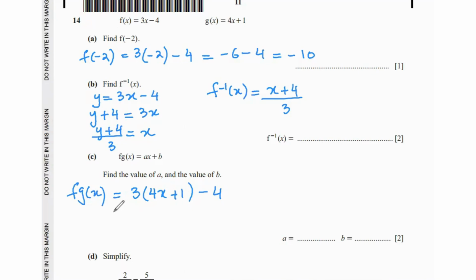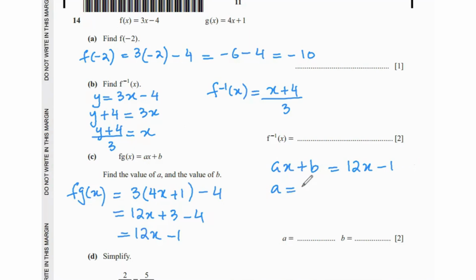Now we expand the bracket. So that's 12x plus 3 minus 4. And that's 12x minus 1. They said f of g(x) equals ax plus b. So ax plus b is the same as 12x minus 1, which means a is 12 and b is negative 1. That is your answer. You don't have to further solve. They already gave you the equation. You're just finding the equation using the functions, putting them equal, and then highlighting what is a and what is b.